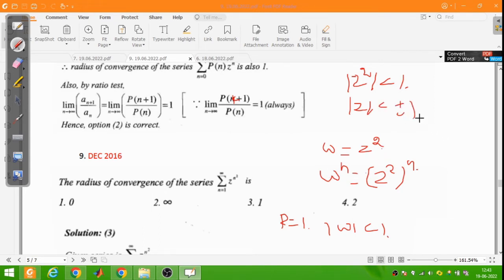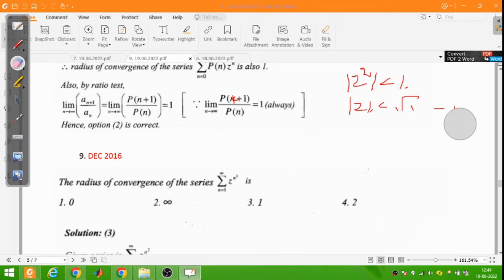We always take positive, because z equal to root 1, not plus or minus 1. We take only the positive value because the radius is positive. So root 1 equals 1. So here the radius of convergence is 1. So using this method also you can find the radius of convergence of this problem. The same property, why can we not use it in the previous problem?